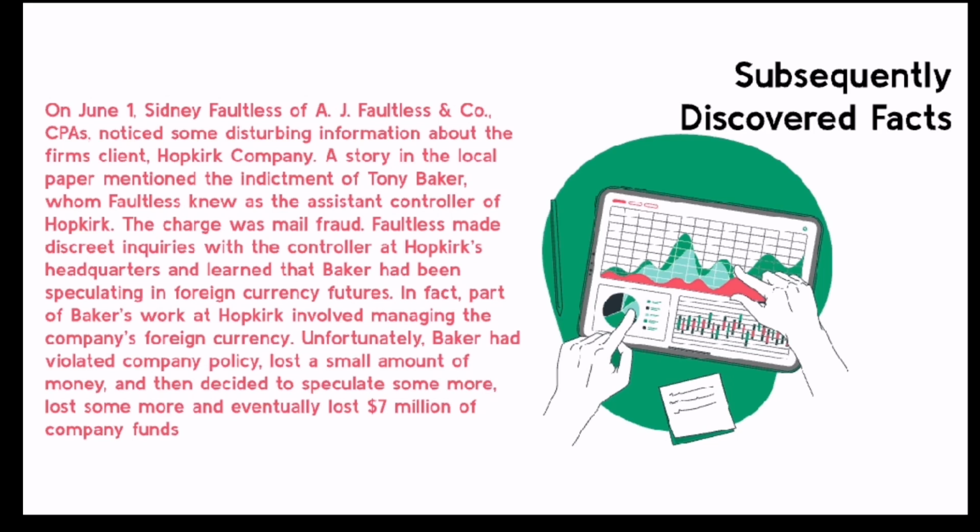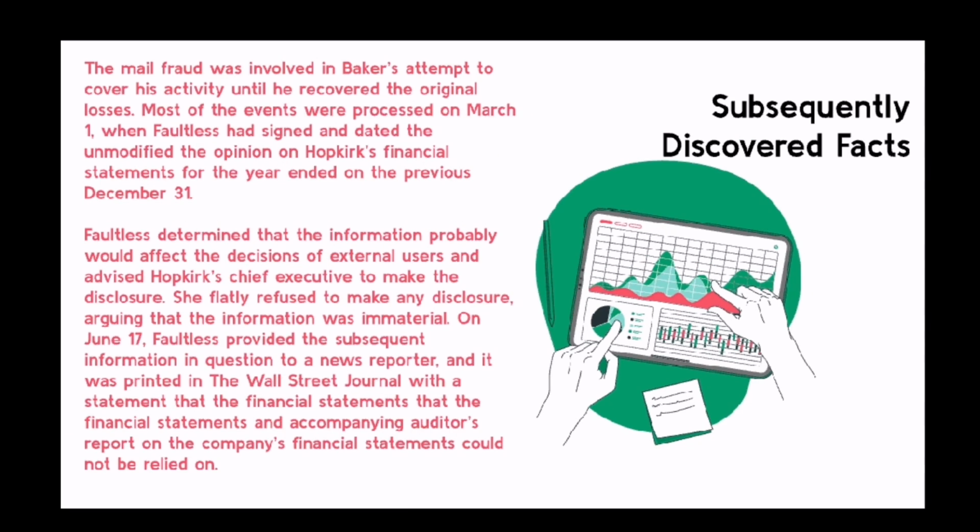Faultless made discreet inquiries with the controller at Hopkirk's headquarters and learned that Baker had been speculating in foreign currency futures. In fact, part of Baker's work at Hopkirk involved managing the company's foreign currency. Unfortunately, Baker had violated company policy, lost a small amount of money, and then decided to speculate some more. He lost some more and eventually lost $7 million of the company's funds. The mail fraud was involved in Baker's attempt to cover his activity until he recovered the original losses.